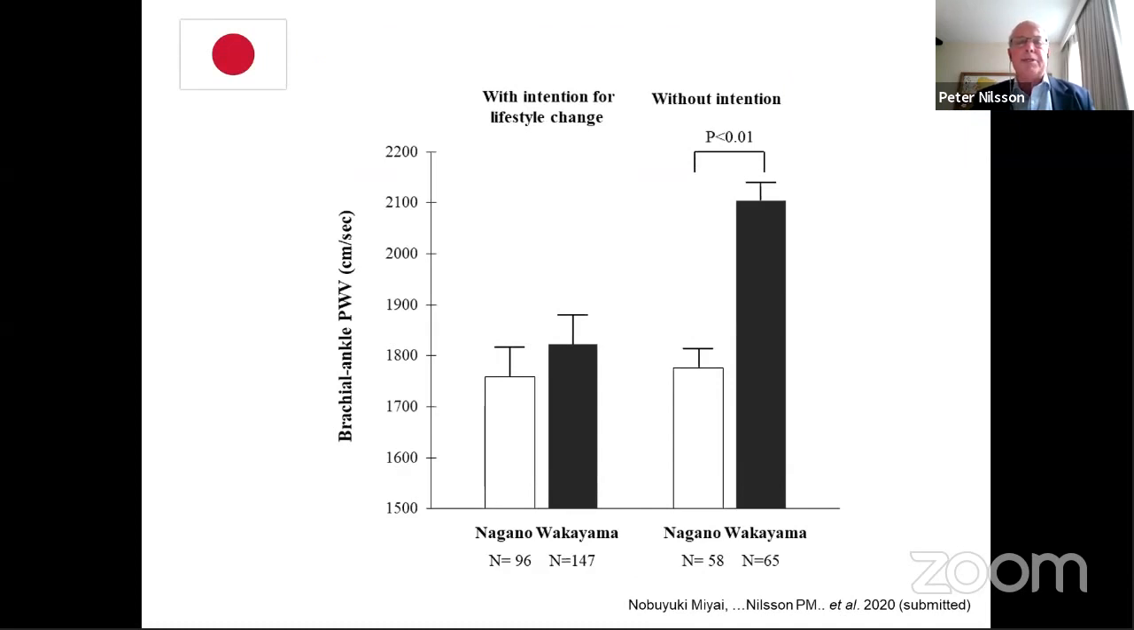This is especially true for people not reporting an intention to change lifestyle. They are more indifferent to their lifestyle. They don't care so much. The consequence is a higher rate of increased pulse wave velocity. So in a long-lived population, adopting a healthy lifestyle, we see protection based on this comparison.